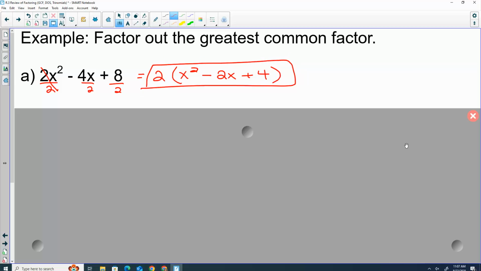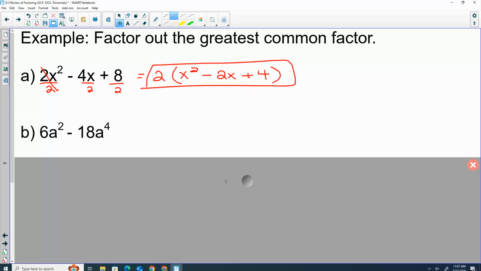How do you check your answer to a factoring problem? Yep, if you distribute that back, you should get the original problem. If you don't, then you made a mistake somewhere. All right, take a second, see if you can figure out this one.